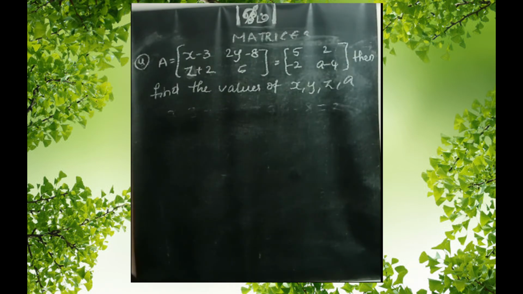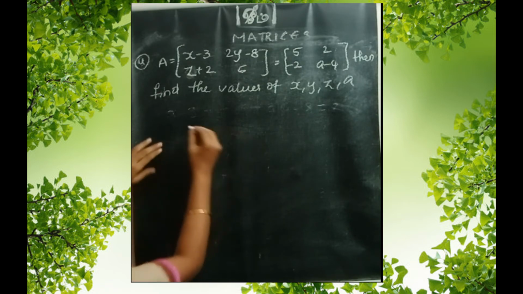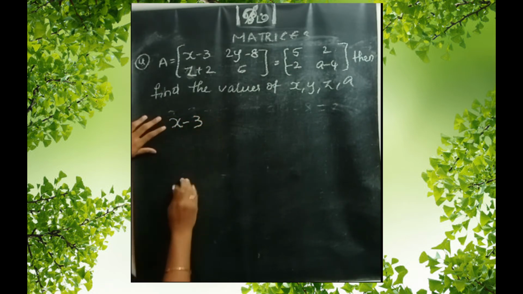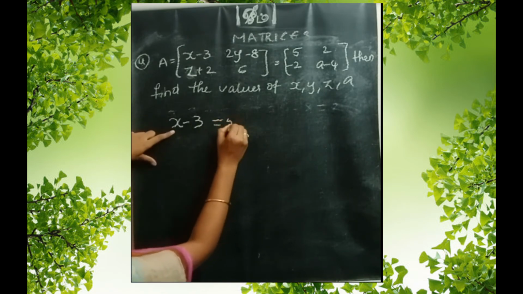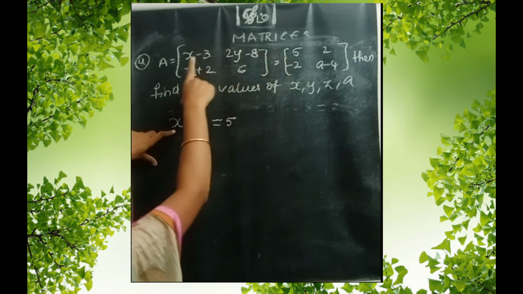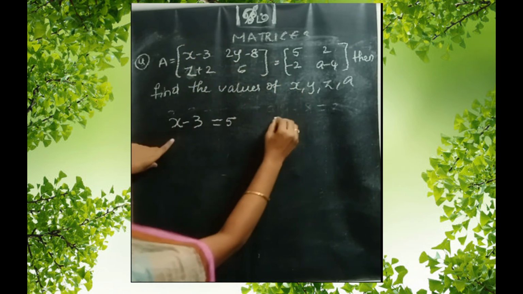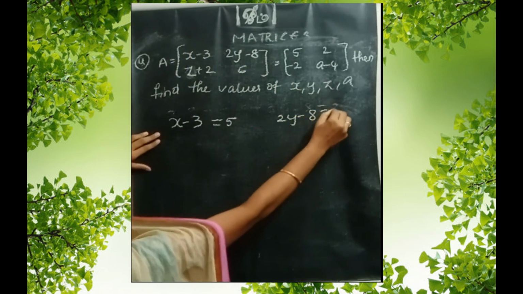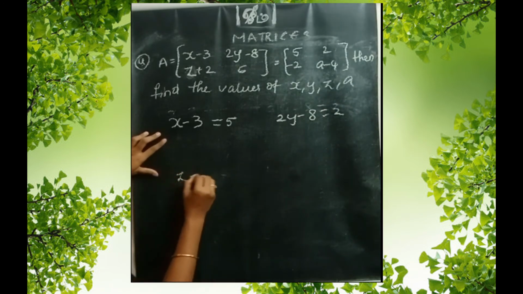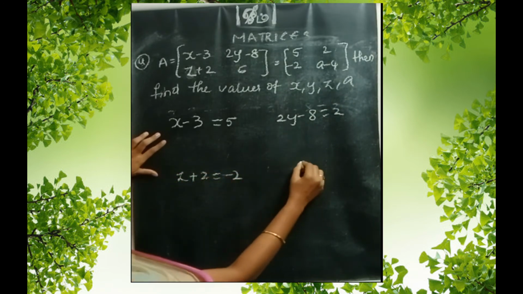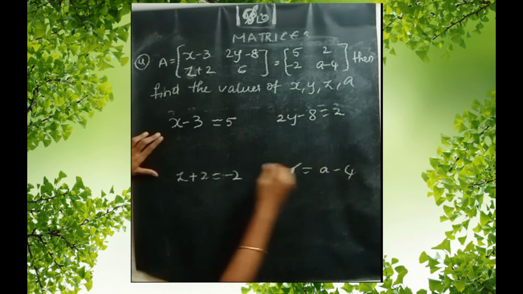They have given another problem here. So what they asked to find out? They have asked to find out x, y, z, a. Same as the example problem we have discussed. First we equate x minus 3 equals 5. We have to equate the positions with the corresponding elements. So 2y minus 8 equals 2. z plus 2 equals minus 2. 6 equals a minus 4.